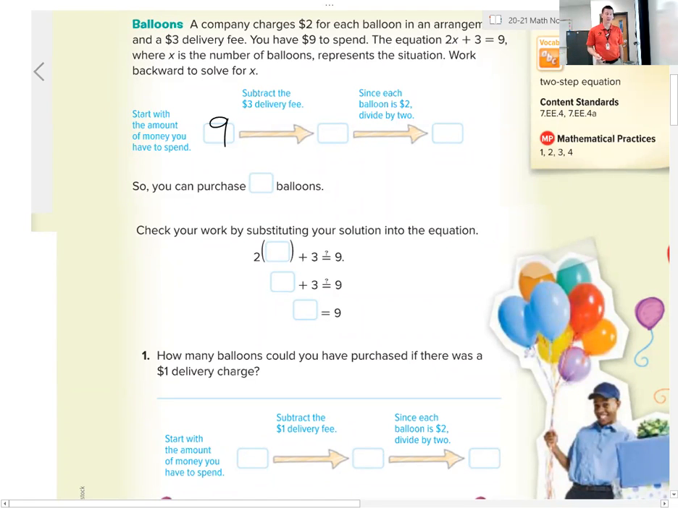So the delivery fee is going to cost some money. That's only $3. So 9 minus 3 is 6. And since each balloon, here's that word "each" again, each balloon is $2, that means we have to divide by 2. 6 divided by 2 is 3. So we can purchase only 3 balloons for this party.